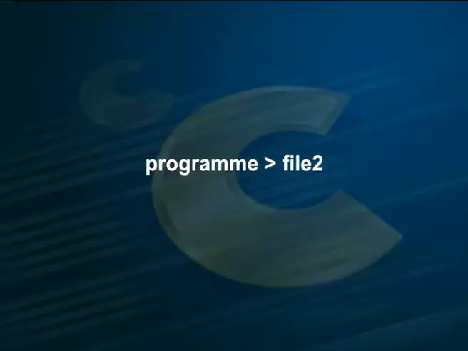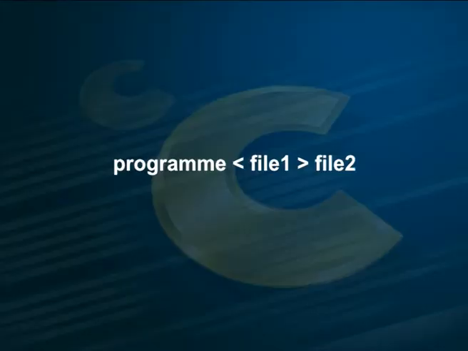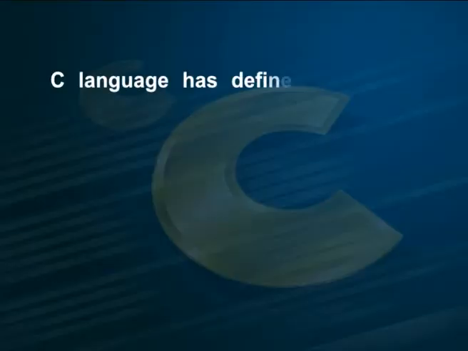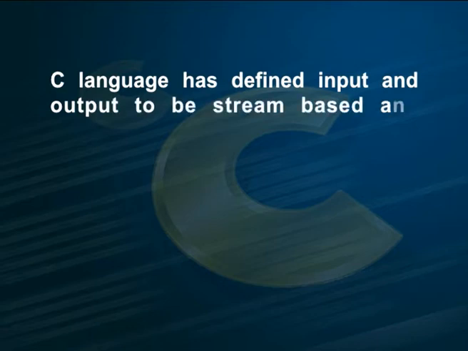Similarly, a file can substitute for the monitor output by using the greater than symbol. For example, the command program > file2 runs the executable file called program and writes all the output to the text file called file2 instead of displaying it on the computer screen. It is also possible to redirect both input and output simultaneously with a command like program < file1 > file2.